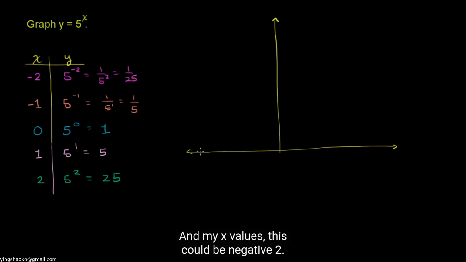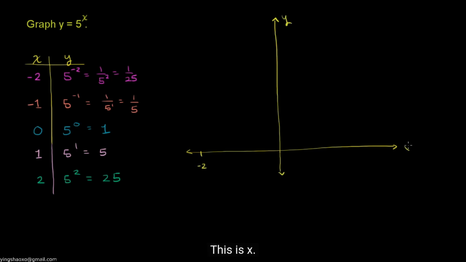And my x values, this could be -2. Actually, make my y-axis keep going. So that's y. This is x. That's -2. That's -1. That's 0. That is 1. And that is +2. And let's plot the points. X is -2. Y is 1/25.